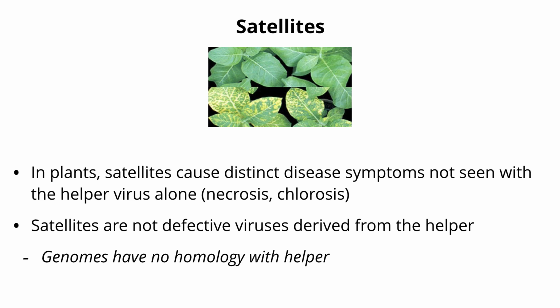Now, again, satellites have no homology with the helper virus. Whether it's an animal satellite like AAV and adenovirus, the AAV genome has no homology with the adenovirus genome. And the same with the plant satellites and the plant satellite helpers. They have no homology, and the satellites are not simply defective viruses derived from the helper. They're distinct entities that have evolved, but always in a cell infected with a helper virus. Quite an interesting situation, but in biology, these things can arise if opportunities are presented.